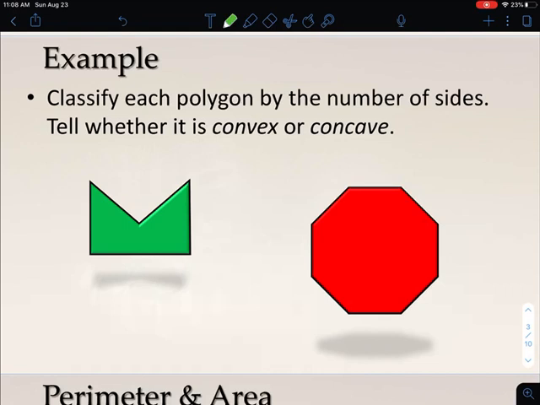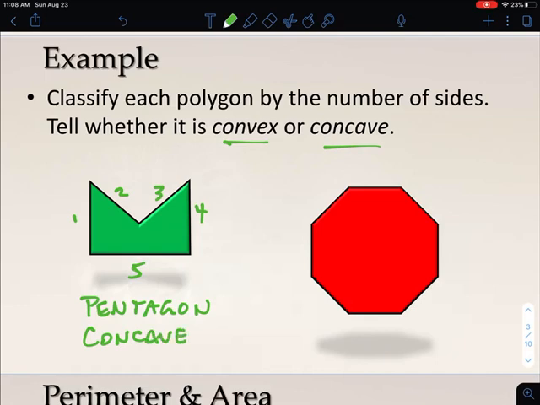So if they give you a figure like the 2 here and say classify the polygon, what they're asking is what's the name of the polygon, so how many sides does it have, and then is it convex or is it concave? So on this first object we have 1, 2, 3, 4, 5 sides. So that makes it a pentagon, or you could call it a 5-gon, and since the 2 sides on the top cave in towards the middle, this would be concave.